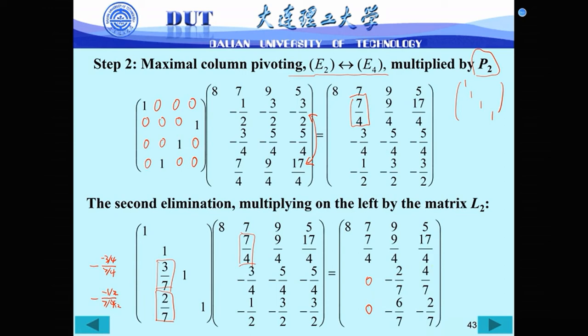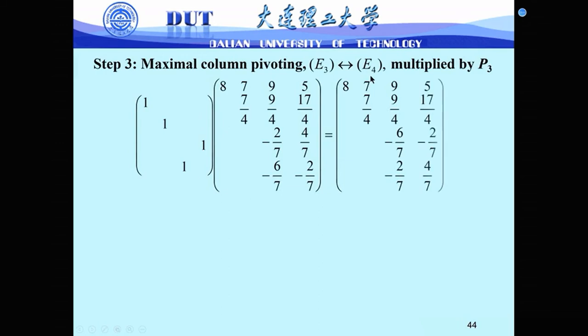Now let's continue. We need to consider step 3. Before elimination, we need to choose a new pivot again. So we compare the diagonal element and the elements below the diagonal. Only two elements by absolute value, 2 over 7 and 6 over 7. Which one is the biggest? Of course, this number. Again, we need to interchange the third row with the fourth row. Here is maximum column pivoting.